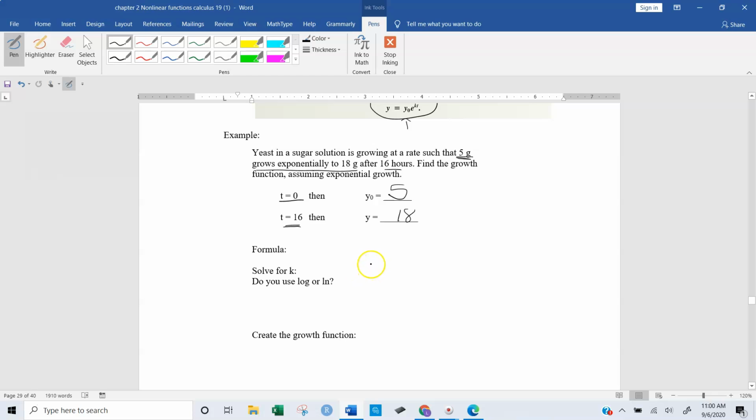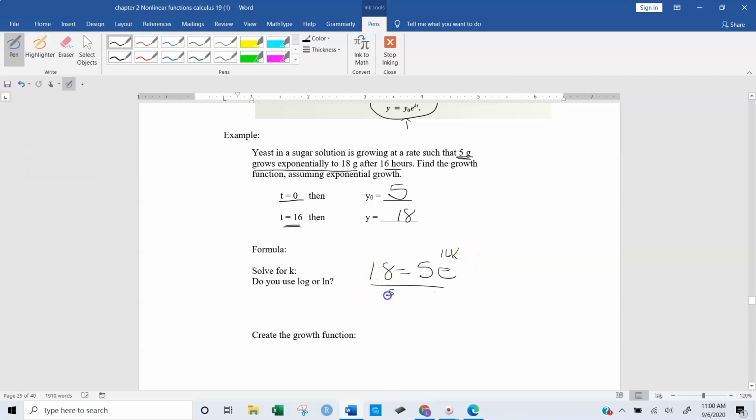What we do here is I'm going to end up at 18. My initial was 5. It's e to the k, but I don't know what k is. I don't know how fast it's growing or its rate of growth. It's k. But I do know I was there for 16 hours. So now I just solve.